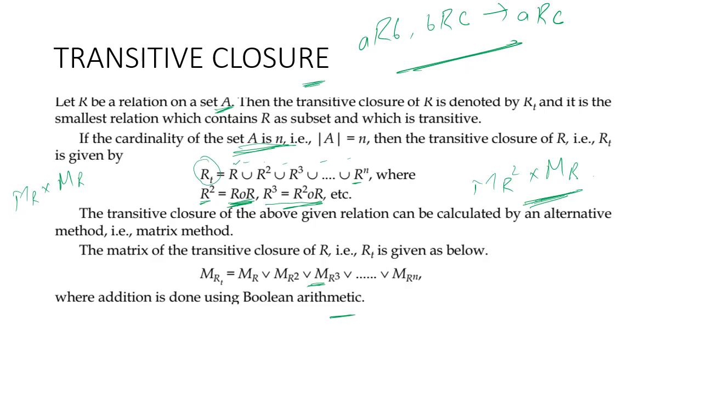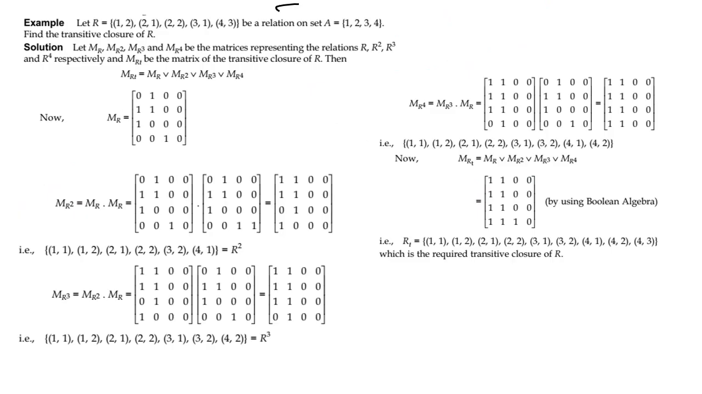Let us see a numeric example of how to find the transitive closure. Let us say I have a set A which has 4 elements, 1, 2, 3, 4, and I have this relation. I want to find the transitive closure of this relation. First, let's check whether it is transitive or not. I have the pair 1, 2 and I have the pair 2, 1, so A, B and B, C, but I do not have a 1, 1 pair. So this is a non-transitive relation.